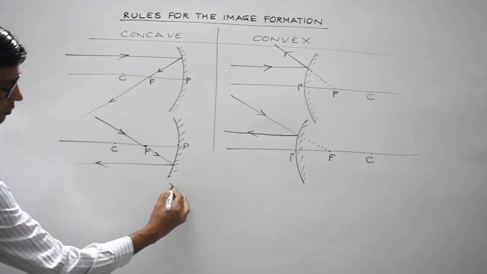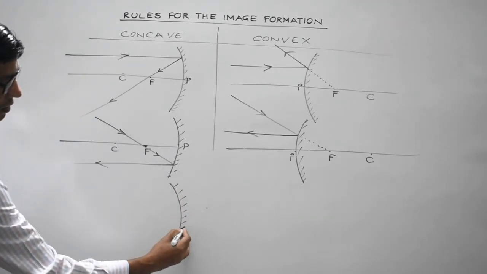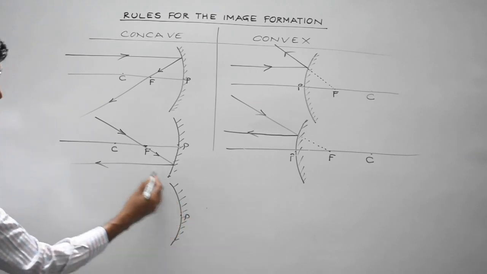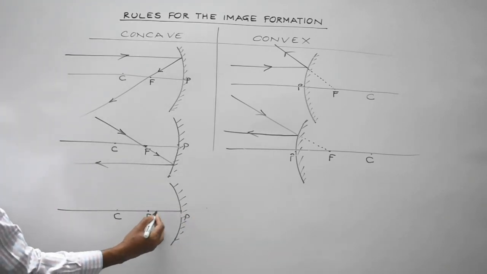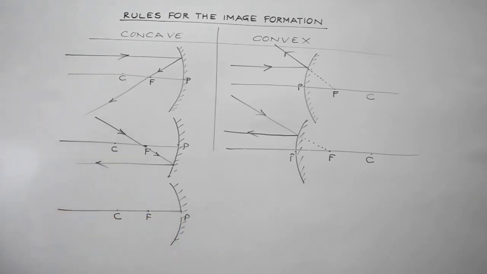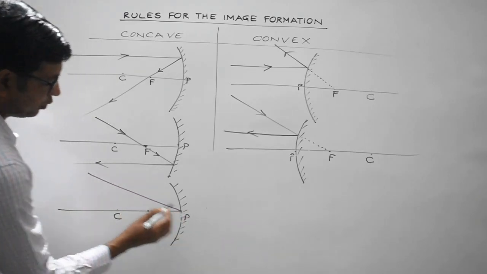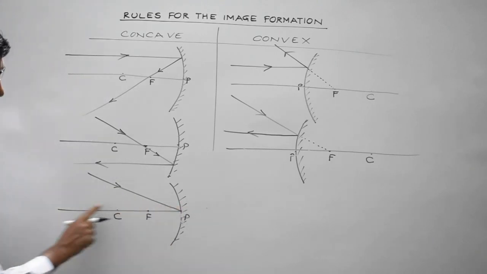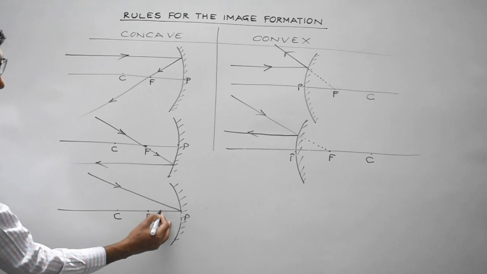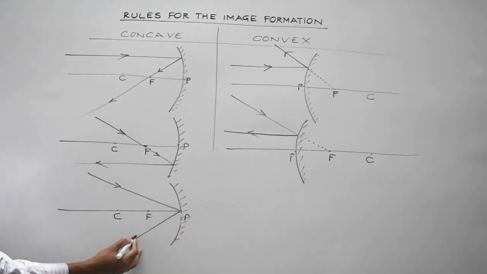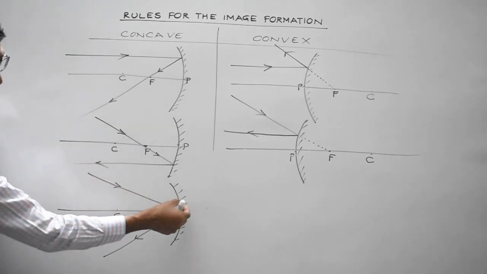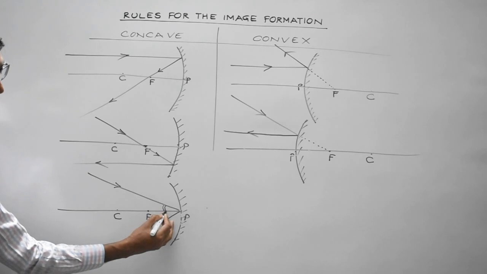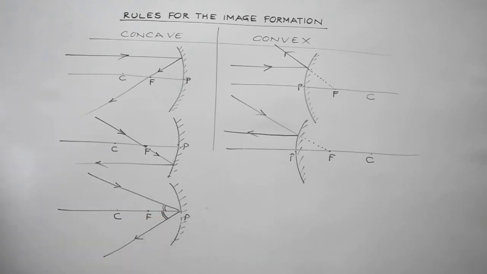Third rule. Concentrate on this particular diagram again. Let's draw the diagram. This is the pole. It's a part of a sphere, the center of which is the center of curvature, and this is the principal axis. This is the focus, exactly the midpoint between P and C. Now, any ray which is incident on the pole, as you are aware, this axis will act as a normal. So this will be the angle of incidence. It will bounce back into the same medium like this, obeying the laws of reflection. This is the angle of incidence and this will be the angle of reflection.